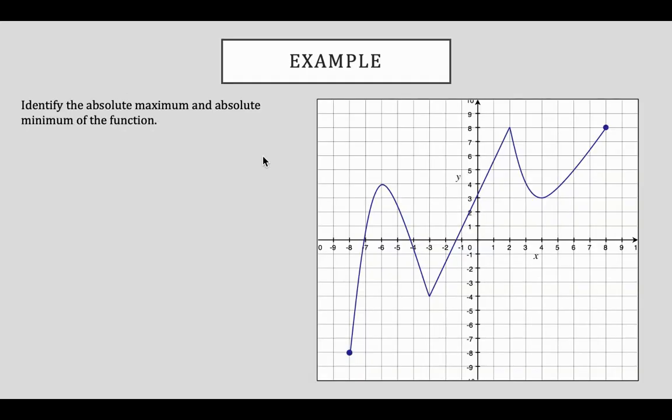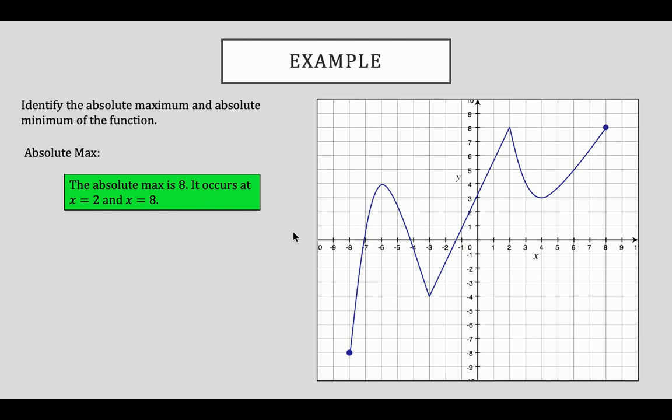Let's look at a graph here. Identify the absolute maximum and absolute minimum of the function. What is the absolute maximum of the function? Remember, these correspond to y values. What is the greatest value of y on the graph? Well, looking at the graph, it looks like the greatest value of y is 8. Therefore, the absolute max is 8, and it actually occurs in two different locations. It occurs at x equals 2 here, and it occurs at x equals 8 as well. Okay, the absolute max is 8. It happens at two different locations.